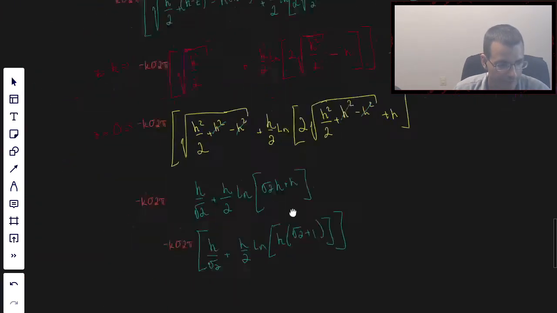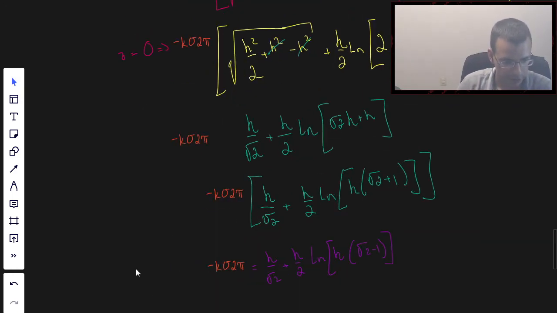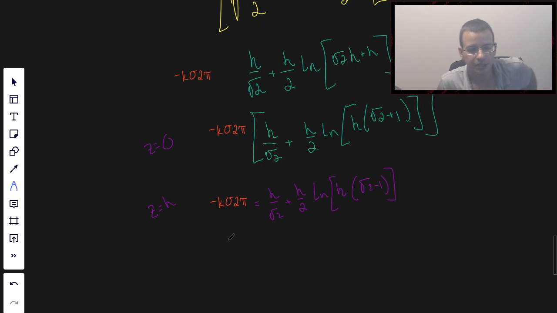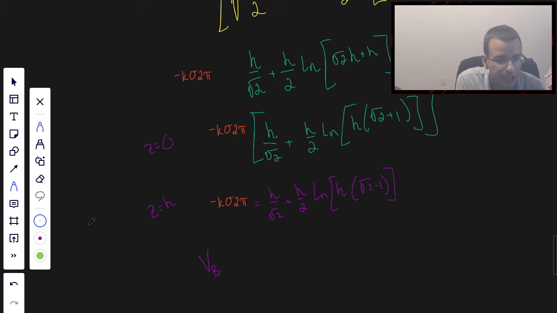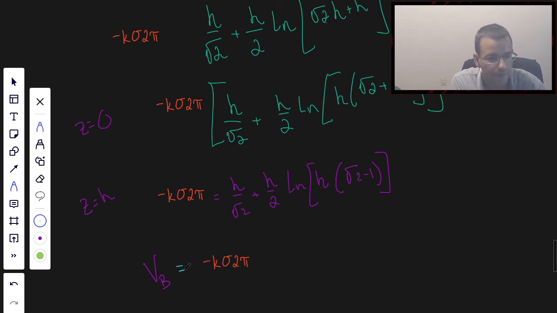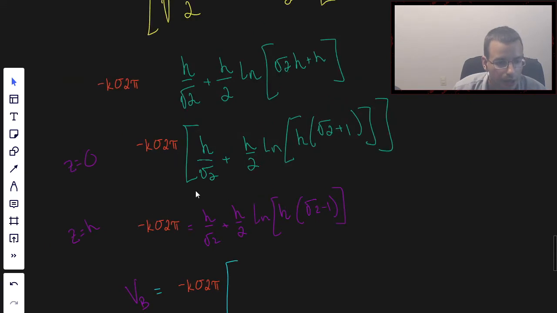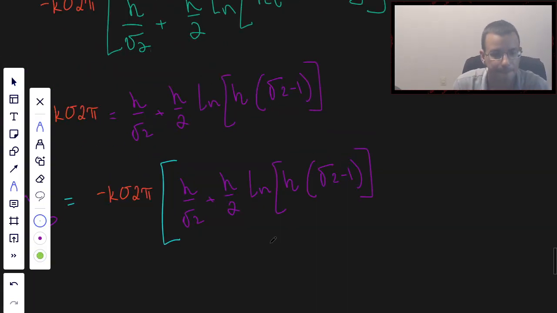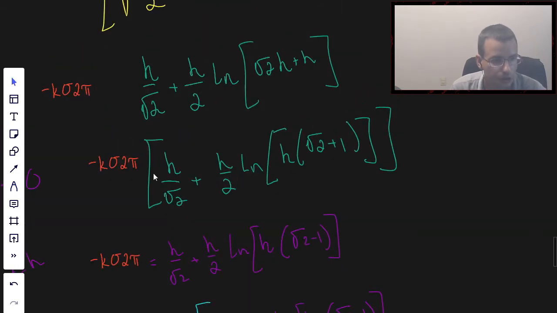So this is going to be for z equals h. This is for z equals 0. Now we're going to find the difference between them. So voltage B is going to equal, we're going to have this on the outside, and then we're going to subtract one of these from the other one. Make small again. Minus this right here.